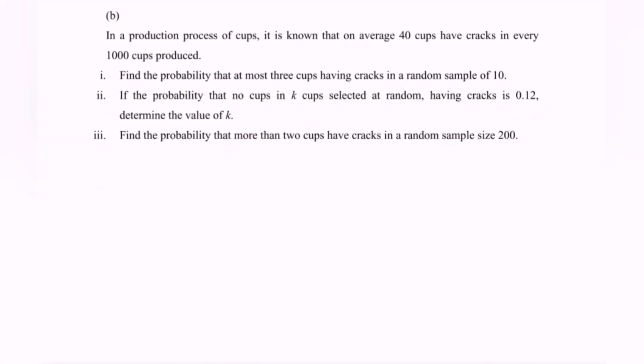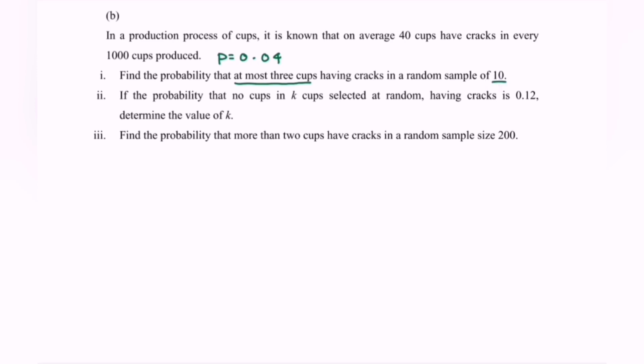Here we have the example for special probability distribution. In a production process of cups, it is known that on average 40 cups have cracked in every 1000 cups produced. So here we have the situation: 40 over 1000, and the probability of cracking is 0.04. Number 1. Find the probability that at most 3 cups have cracks in a random sample of 10.